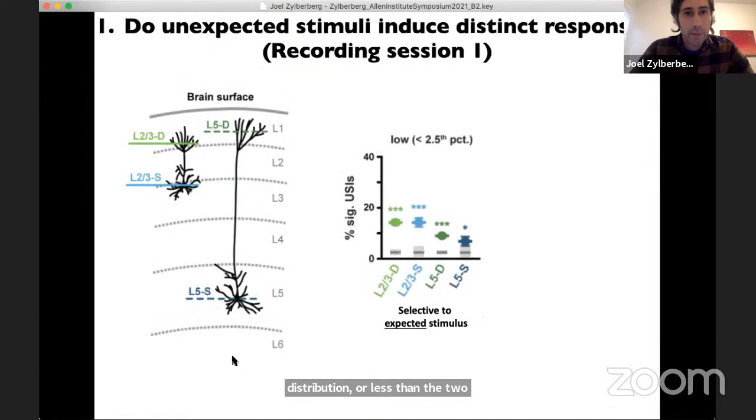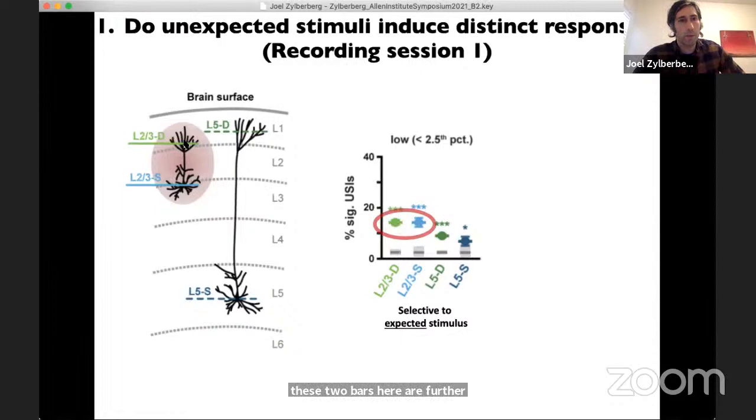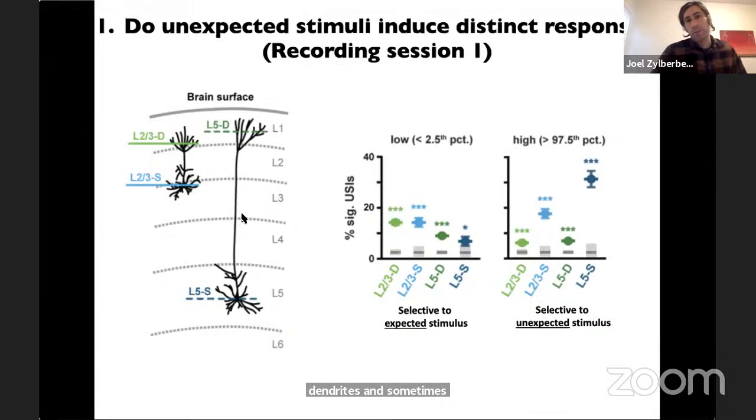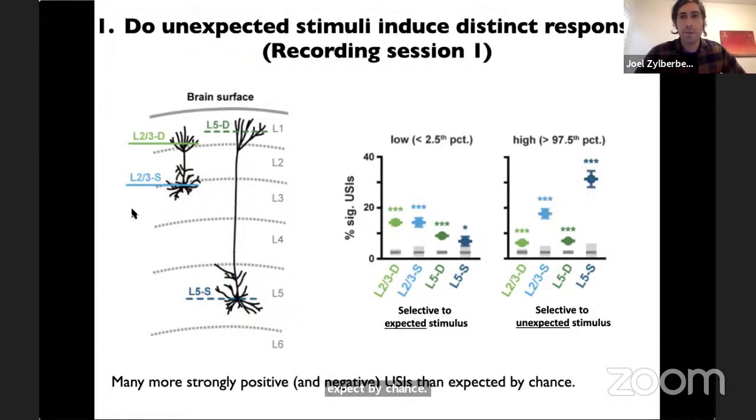So this is first the percentage of the USIs that are significantly negative for each of the four imaging planes. Chance would be 2.5%. That's how many we would expect by chance. And we see, you know, substantially more that are strongly negative. For example, these two bars here are for the layer 2-3 apical dendrites and somas. We also see for each of those four imaging planes, many more strongly positive USIs than we would expect by chance. And that's especially true for the cell bodies. Layer 2-3 and layer 5 somas have many more strongly positive USIs than you'd expect by chance. And so the first observation is that you tend to get stronger positive and negative, so more substantial, in a sense, responses to the unexpected stimuli than the expected ones.